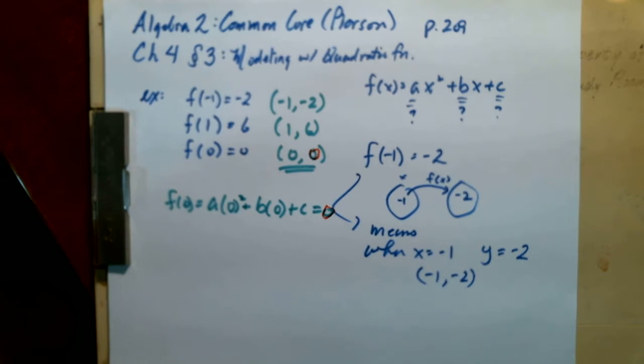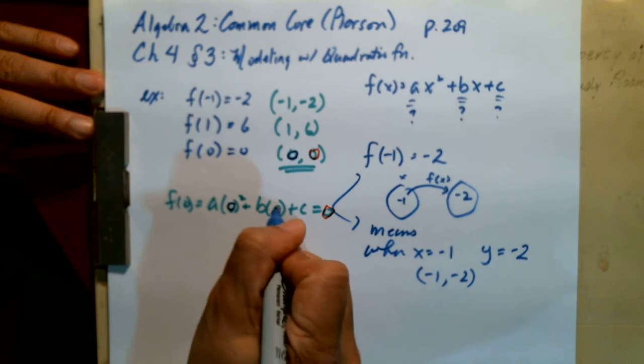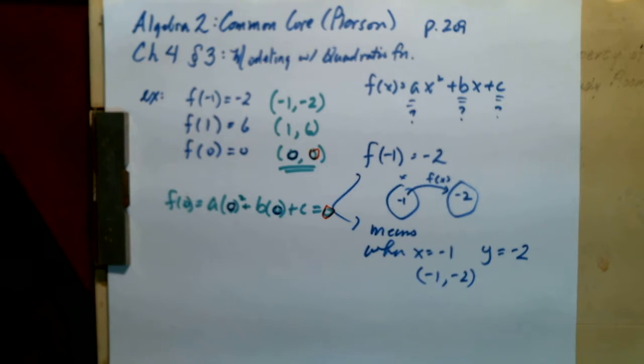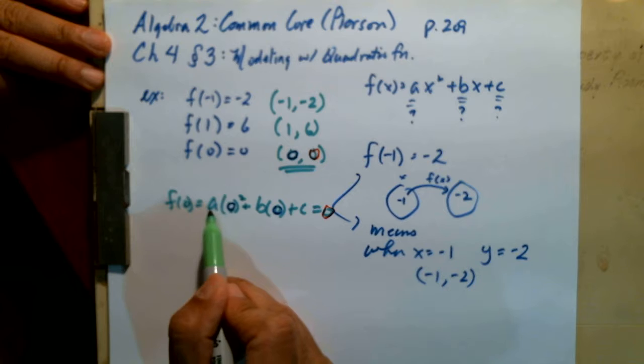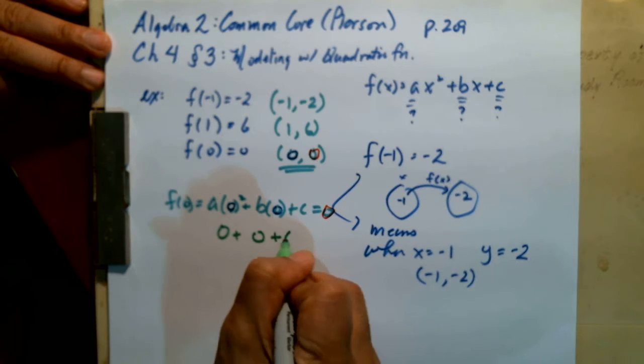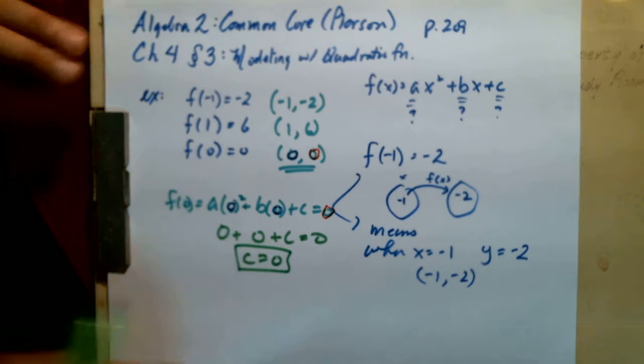Let's redefine it a little bit further. I'm going to use blue. This 0 is going to be this 0 right there. So that's your x value. That's going to be your y value. When you plug it in, let's evaluate a little bit. 0 squared is 0 times a is 0 plus b times 0 is 0 plus c is equal to 0. That means c equals 0. We got one of them, okay?